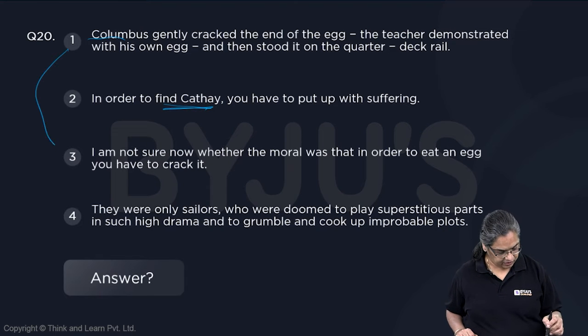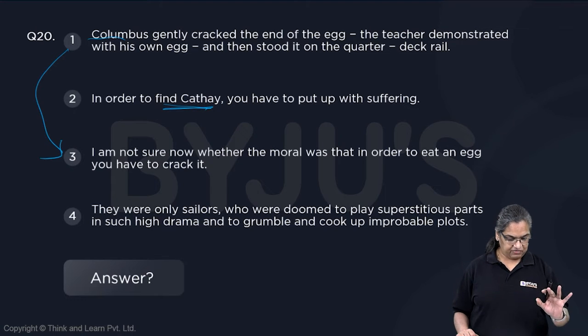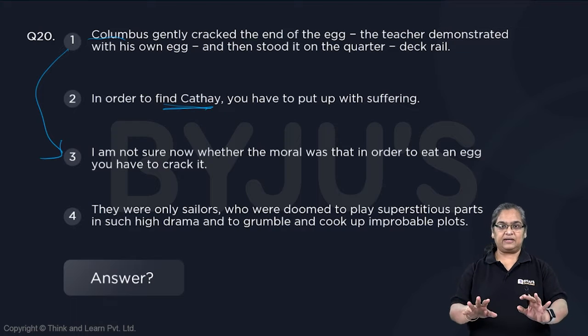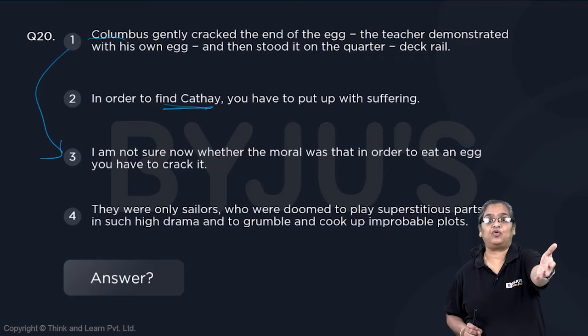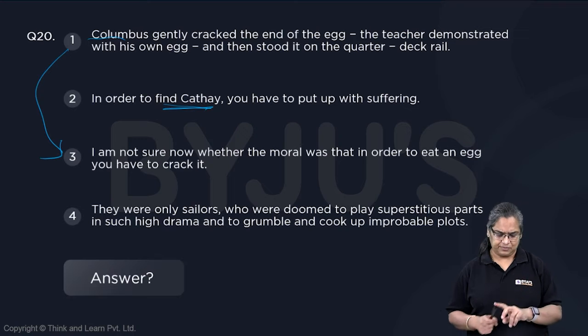Now, egg and egg, all right, I'll say somewhere 1 and 3. He cracked the egg and put it on the rail, and then the author says, I'm not sure what was the point of doing that. That to eat an egg, you have to crack it. So 3 kind of explains. I'm not sure what 1 is for. So 1 and 3 seem to go together.